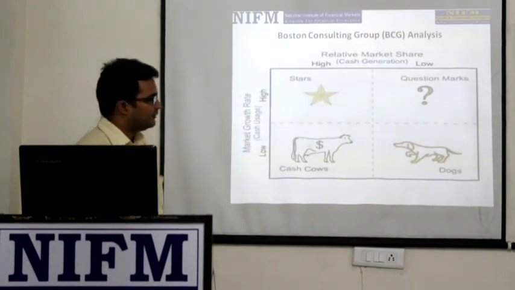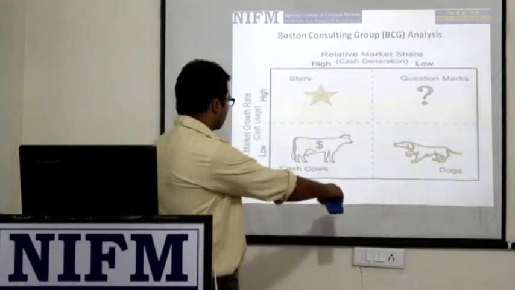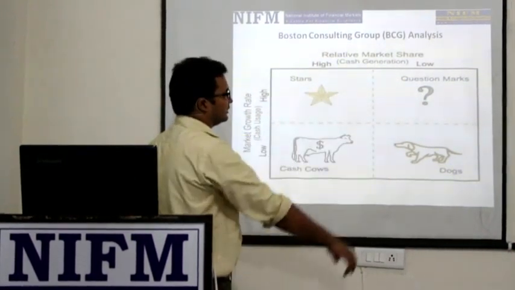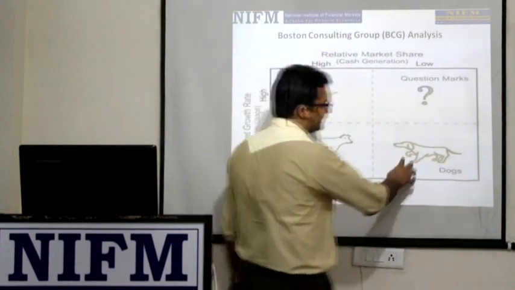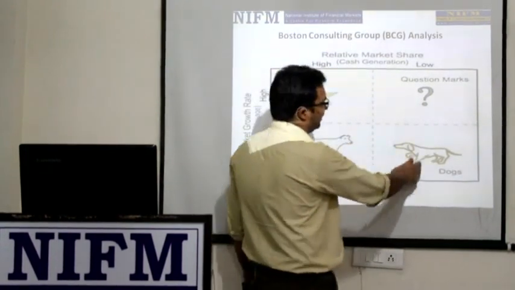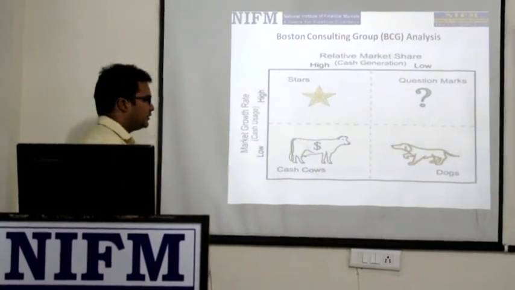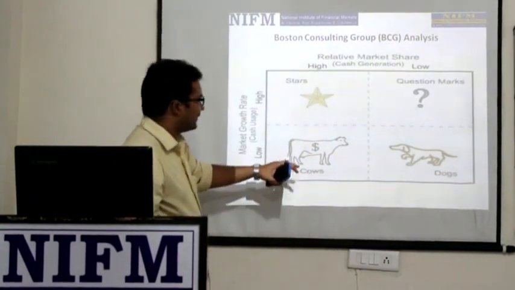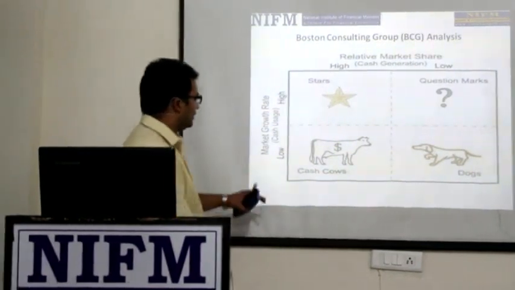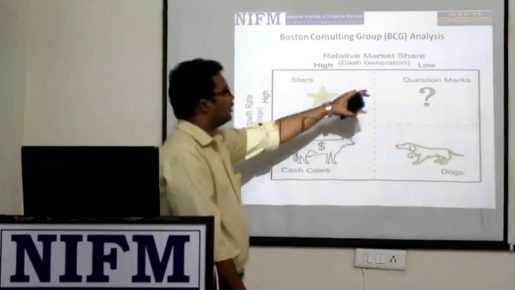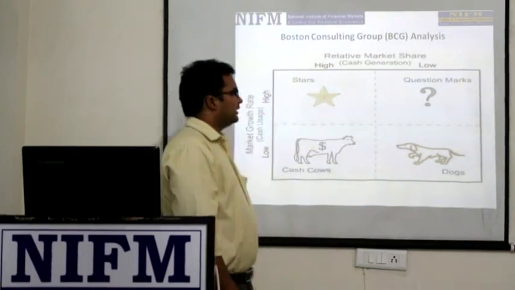But when we talk about the dogs, they are the companies with low market growth plus low market share. So these are the companies which are basically in very deep trouble, or maybe which are to be looked upon. So when we talk about dogs, these are the companies which are sick in nature. So this company would be having a low growth rate plus a low relative market share.